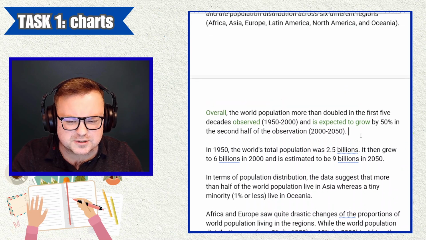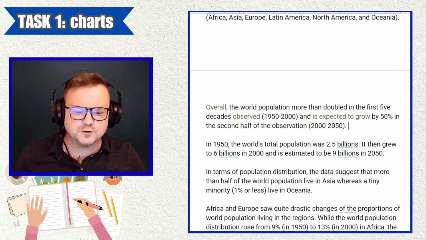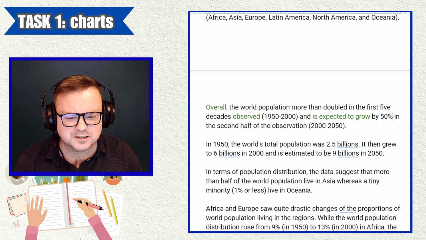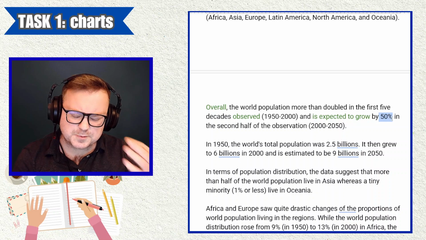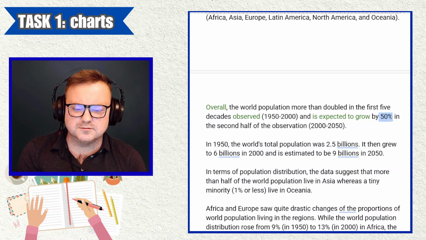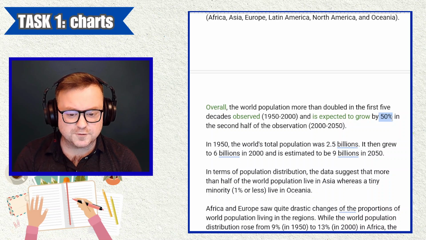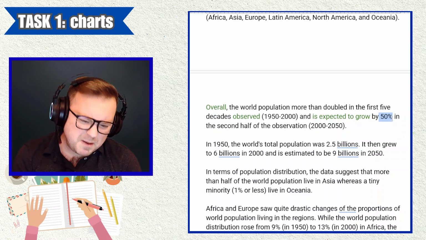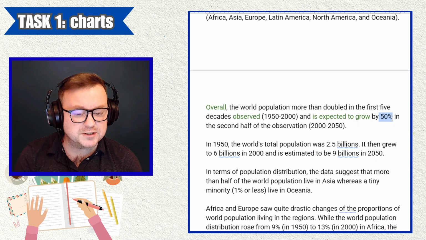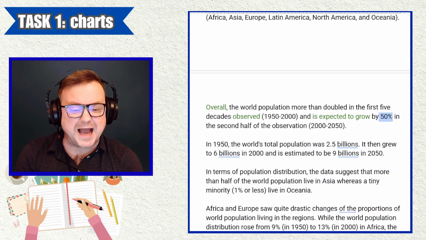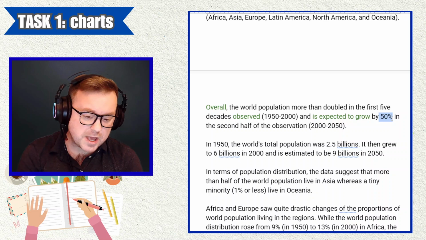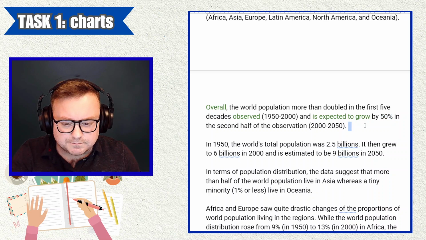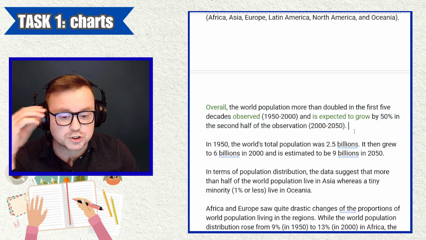The only problem I would have here is, is this an overview? With overviews, we don't usually give statistical data. So more than doubled, grow by 50%. This is specific, data-driven analysis. It's not an overview. An overview is that the population grew or more than doubled or is expected to grow. But maybe it is okay as an overview. Maybe then the specific detail will be how many people exactly. So yeah, that could work. We're not overly heavy on detail, which is good for the overview.